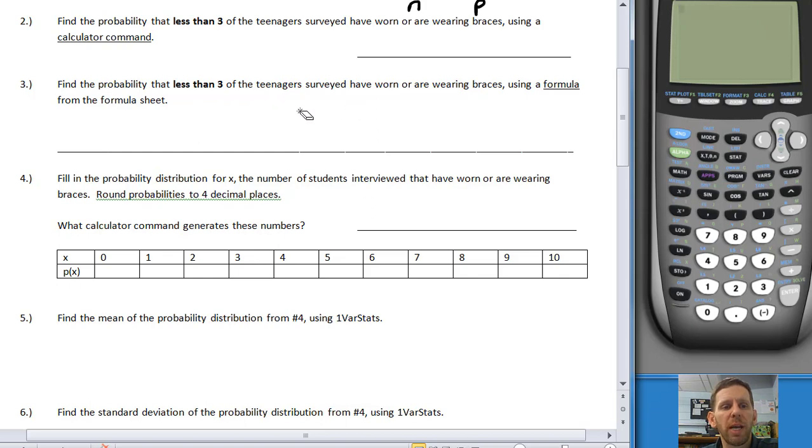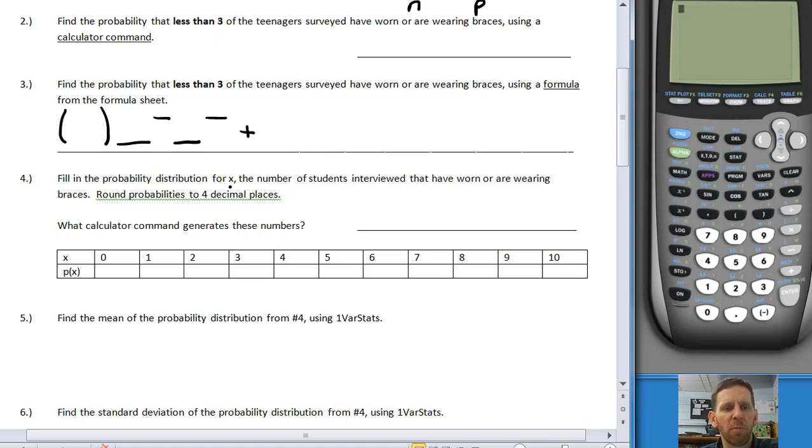In problem 3, we're supposed to use a formula from the formula sheet. And you might remember that when you're calculating multiple probabilities, we're going to have to go through that formula that involves our parentheses, the probability of success to a power, the probability of failure to a power, and we might be adding several of these together.